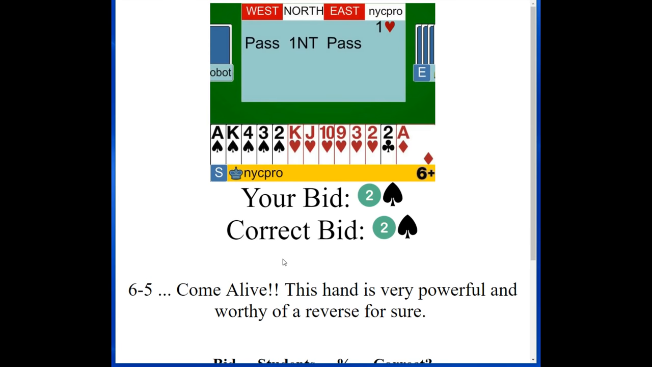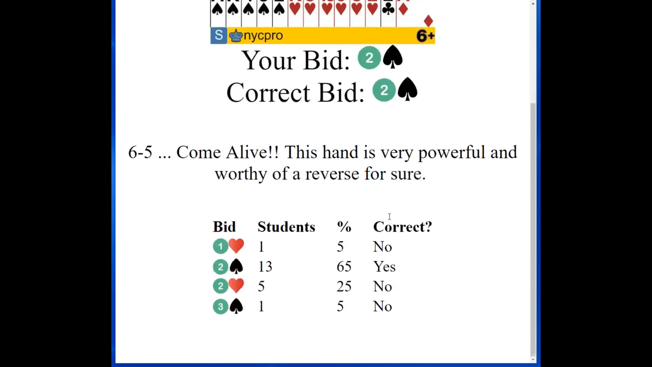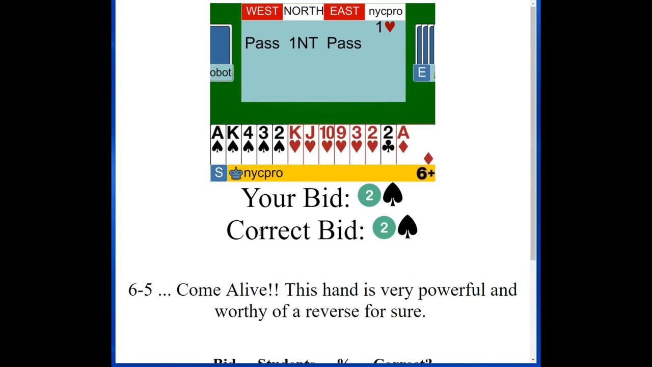A lot of you want to rebid your six-card heart suit here, which usually wouldn't be wrong. However, in this case, the strength of this hand needs to be broadcast a little bit more forcefully. So the two-spade bid will get us into at least a one-round force, and hopefully we'll see what partner does and decide what to do next.